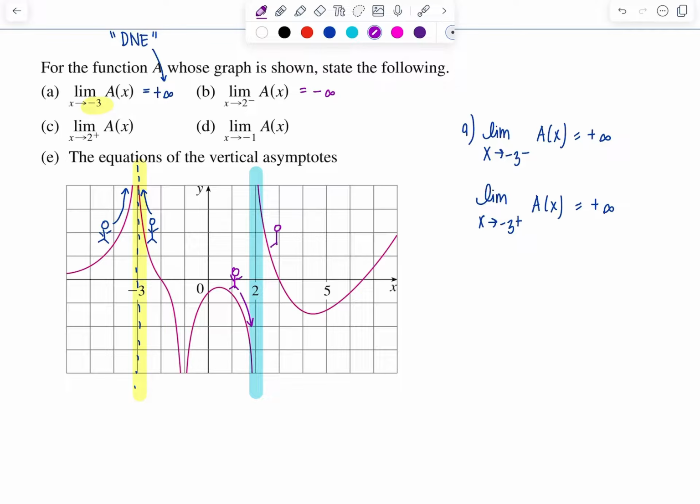Now, part C says the limit as x approaches 2 from the right. So if you're walking on the other side of the graph, where are you going? In this case, you're going towards positive infinity.